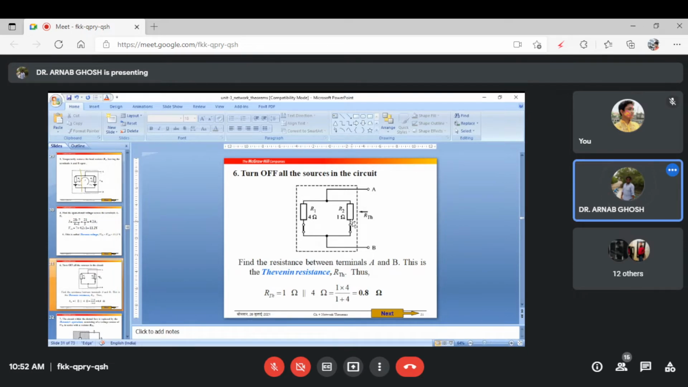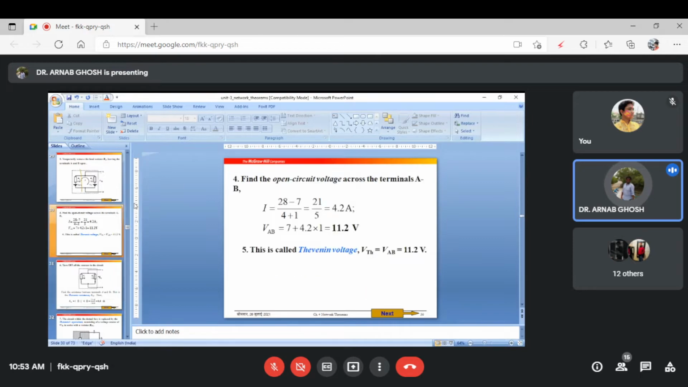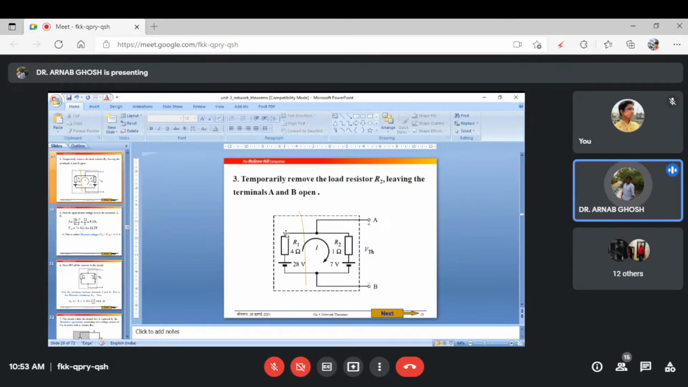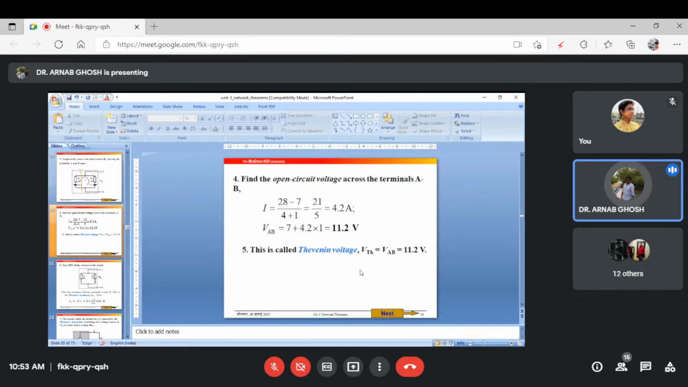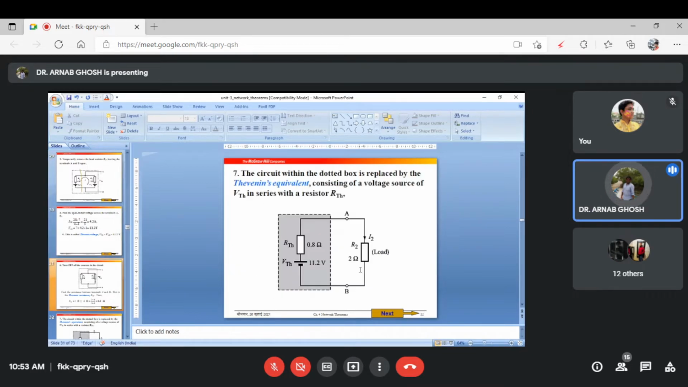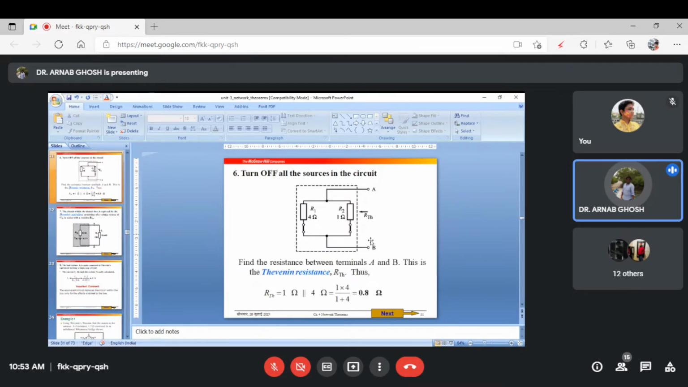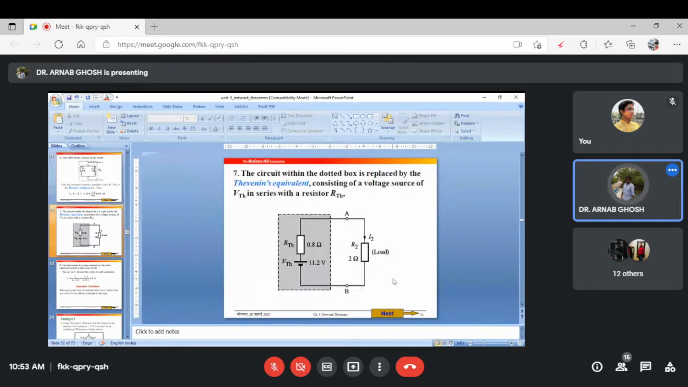Clear? Until now, before this step, you had only this part of the circuit. You had the voltage sources, so you calculated the current. This was a series circuit, you calculated the current. When you are removing the voltage sources, when you are considering only this Thevenin's open circuit voltage, these are the two terminals. So this R1 and R2 become parallel to one another. And what is the Thevenin's equivalent resistance? This is 0.8 ohm.